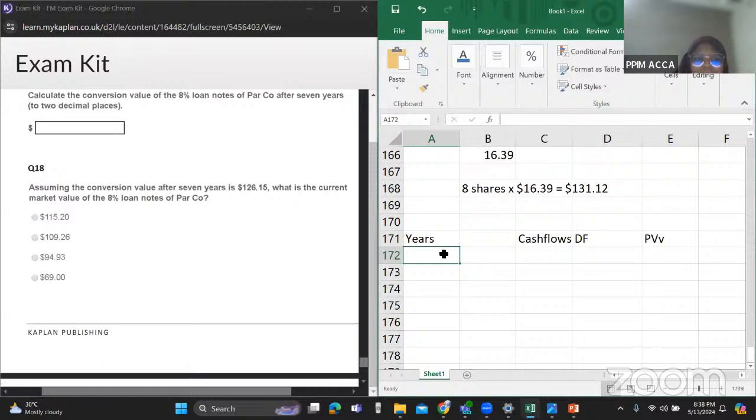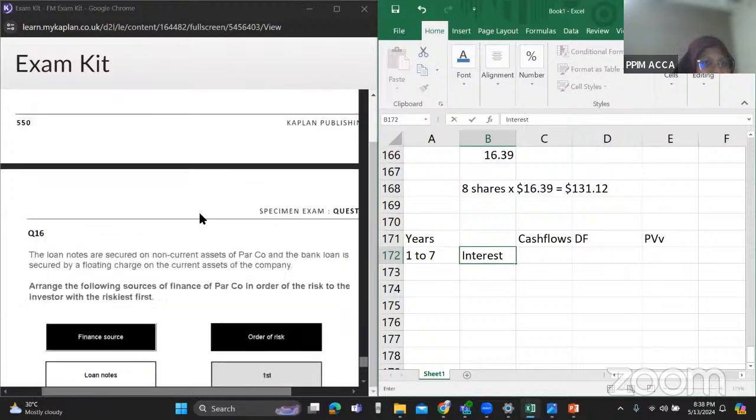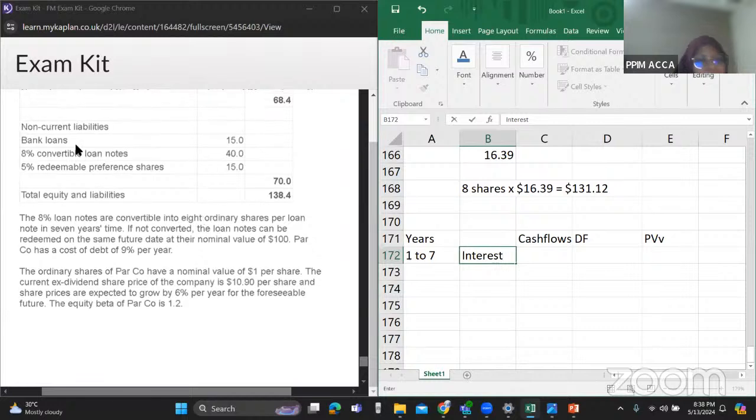So if you look at this particular loan note, from year 1 to year 7, the only cash flow that we will have is interest. And how much interest? It was an 8% loan note. So 8% means to calculate the interest, you should do 8% into the nominal value, which is $100. Always, that's how you calculate interest for a loan note. It's always the percentage into the nominal value. So 8% into 100 means interest is 8. That's going to happen from year 1 to year 7.